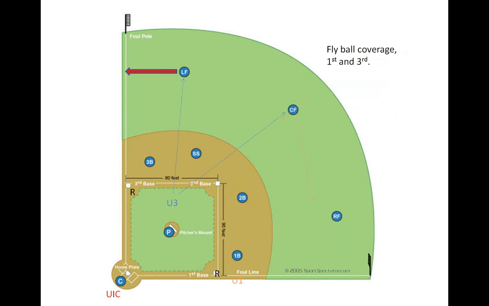Runners at first and third, we will basically treat that like a runner at first base. U3 has that small V. UIC has the left fielder to the line. U1 has the center fielder straight in, straight out, drifting, and moving hard to his left.